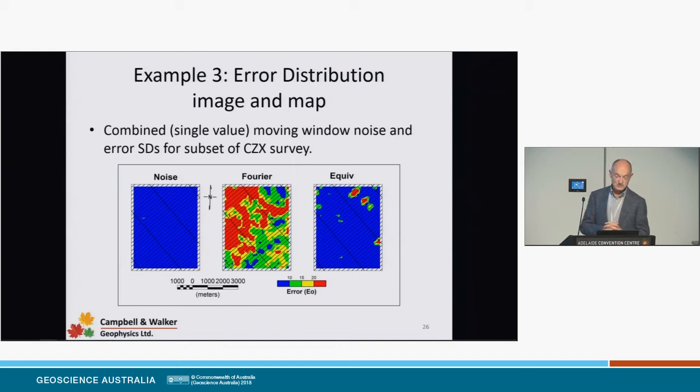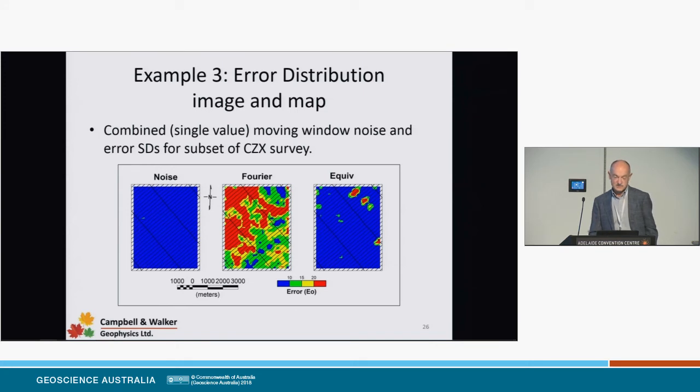The Fourier and equivalent source for CZX are around 5, 2 times higher. In comparison, about 95% of all the DIA measurements fall below 5 eotvos. So that single number, we could image it. This is a piece of the Akai block, and forgive me, I'm going to say this is about 2 by 4 kilometers. Those are 200 meter spaced lines right there, so there are more than 20 lines there.